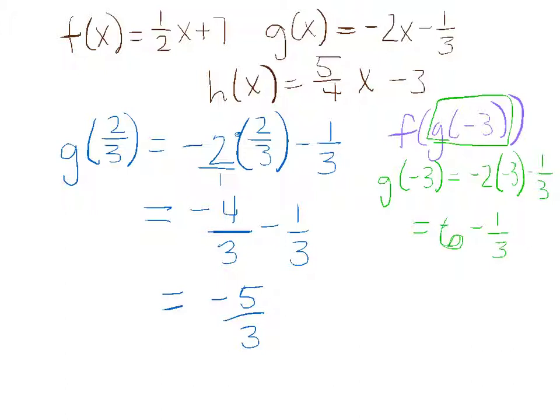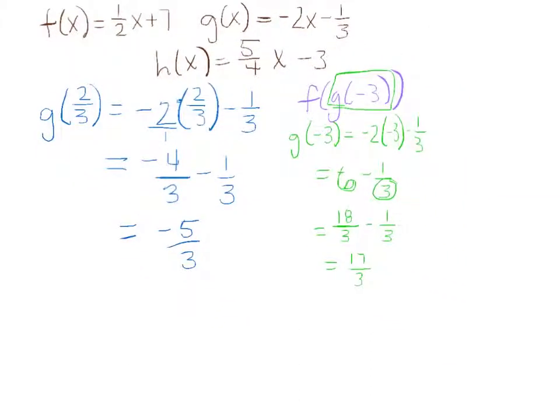If I want to think about the 6 as an improper fraction, I know that 18 divided by 3 is equal to 6. I want my improper fraction to have a 3 in the denominator because I have a 3 in the denominator over here. So that's going to give me 17/3. So far, let me shrink this a little bit, that's just the g of -3 part. And I still need to evaluate f of g of -3.